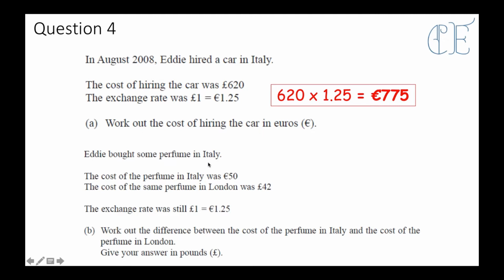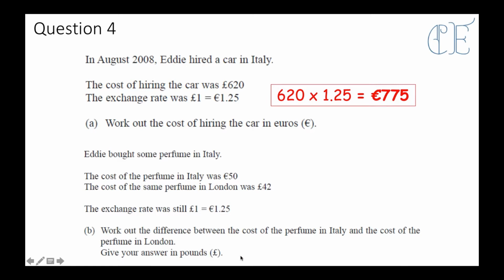Eddie bought some perfume in Italy. The cost of the perfume in Italy was €50. The cost of the same perfume in London was £42. Okay. The exchange rate is the same. It is still £1 equals €1.25. Work out the difference between the cost of the perfume in Italy and the cost of the perfume in London. Give your answer in pounds.